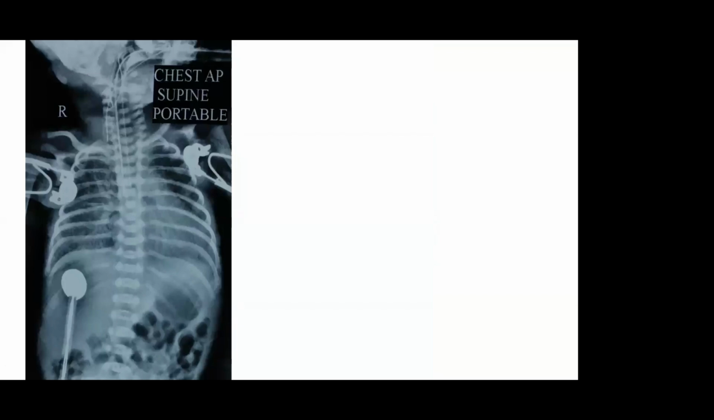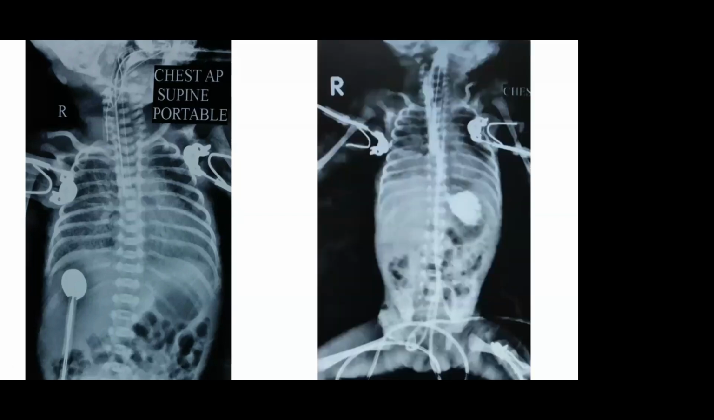Okay, what is this? Any guesses? See the OG tube stuck above. So this is an X-ray with esophageal atresia. Perfect. Wow, Dr. Manan. Great. This is the dye study of the same baby, after surgery. You can see the dye going completely down.